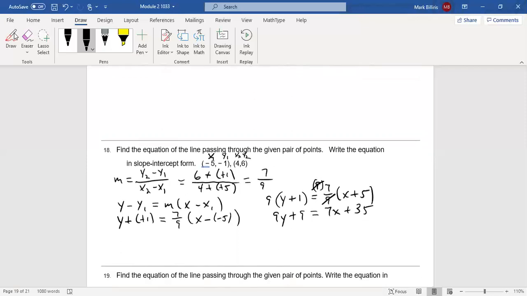Okay, so next, I'm going to subtract 9 from both sides because I'm solving for y, and this gives me 9y equals 7x plus 26. My last step is to divide everything by 9. So my answer would be y equals 7/9 x plus 26 over 9. Again, not the only way to do it, but you'll find as you deal with these fractions, it may be easier for you to deal with these problems by eliminating the fraction prior to distributing.